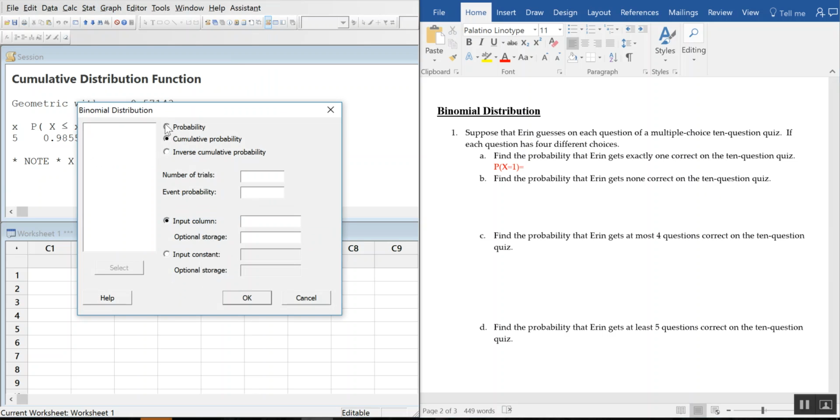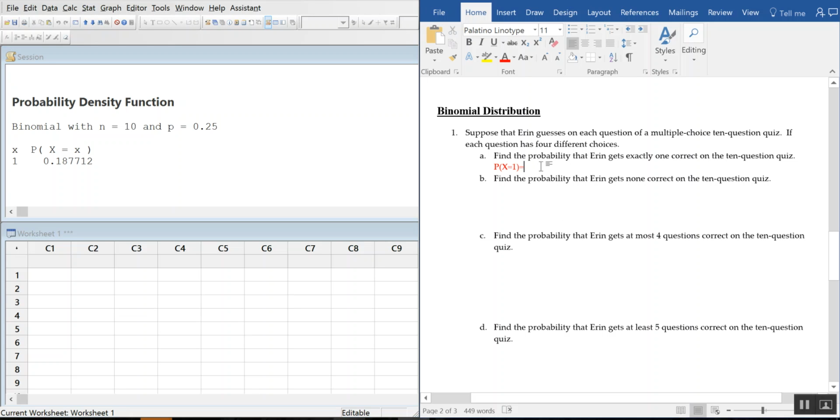Now, I want a single probability because this is an equal sign. My number of trials is 10, because there are 10 questions on the quiz. My probability is 0.25 because there are 4 options, so 1 out of 4 would be the chance she gets a question correct. And then my input constant is 1, since she wants to get 1 right. And I want you to ask yourself, how many should she get right? Is this number reasonable when you look at the answer?